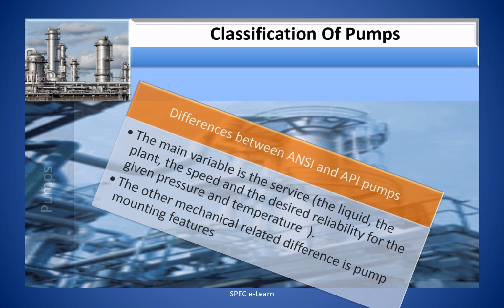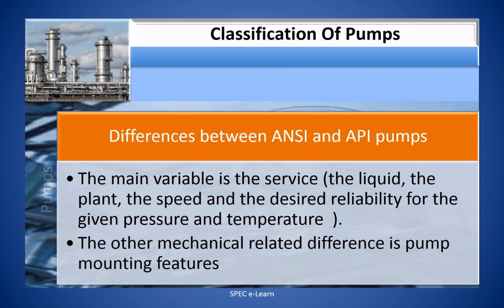The differences between ANSI and API pumps can be summed up as below. The main variable is the service, that is, the liquid, the plant, the speed, and the desired reliability for the temperature and pressures under consideration. The other mechanical related difference is the pump mounting features.